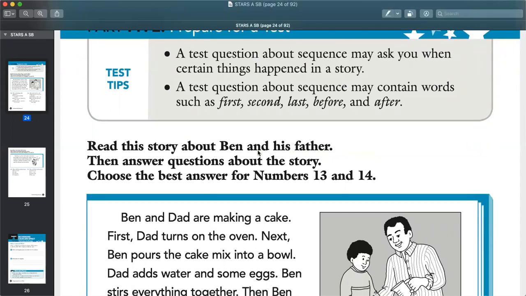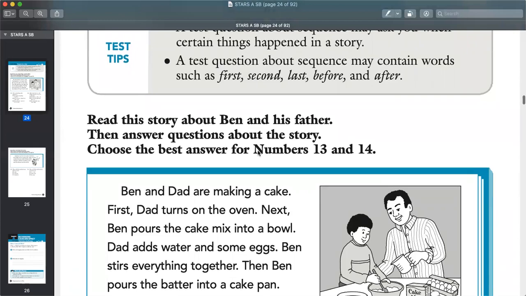So read the story about Ben and his father, then answer questions about the story. Choose the best answer for numbers 13 and 14. Okay.